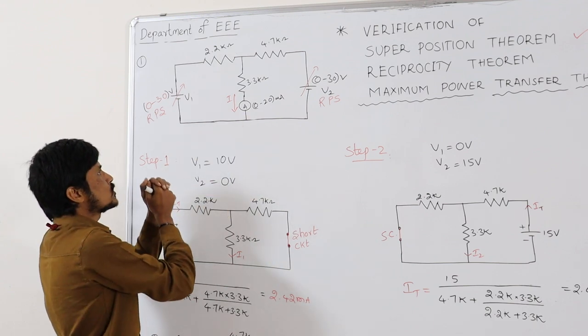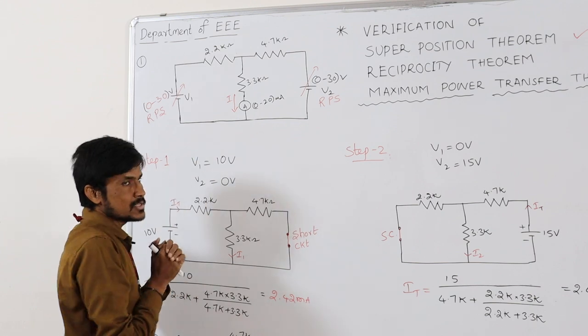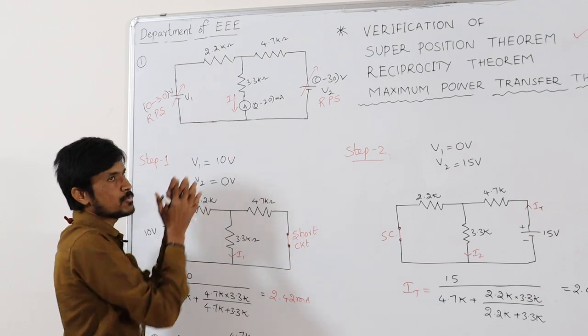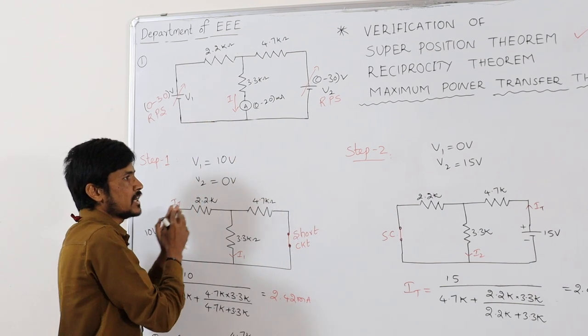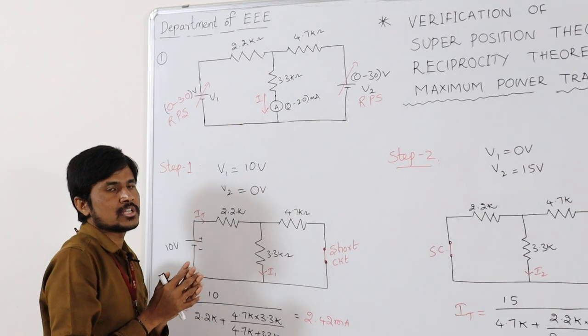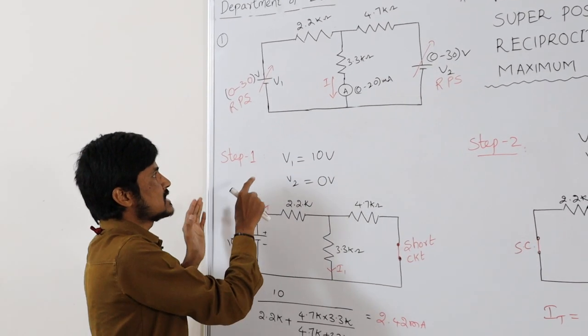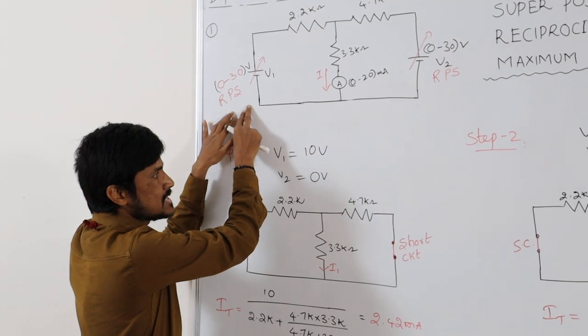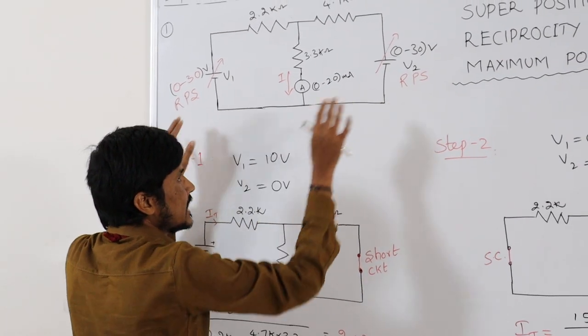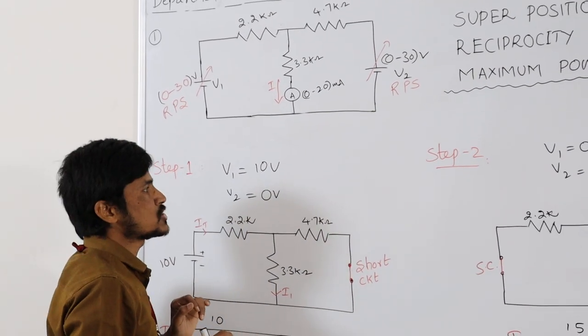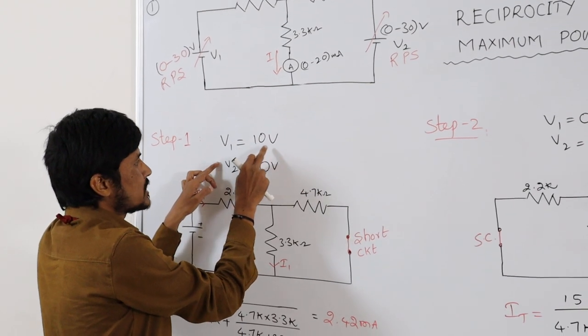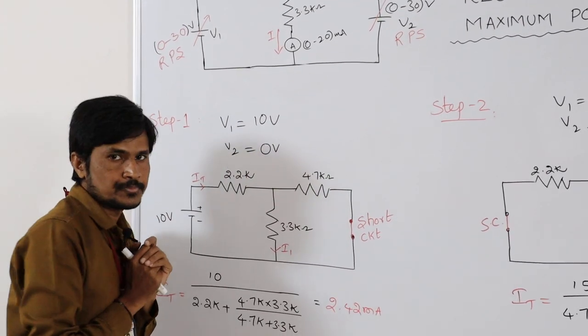Now what we are doing? We are activating one source and we are going to find out the current in this branch. Like that we are doing the procedure of superposition theorem. So in step 1, let us consider V1 source is acting and V2 source is deactivated, that means not in operation. So V1 is equal to 10 volts and V2 is equal to 0 volts.